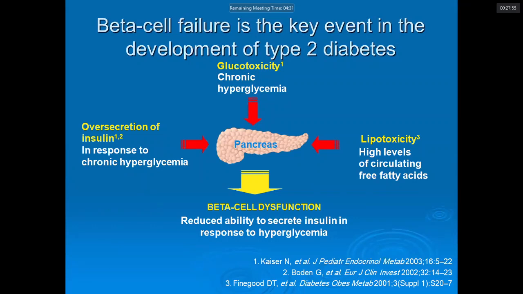Oversecretion of insulin in response to chronic hyperglycemia. Beta cell dysfunction and reduced availability of secreted insulin in response to hyperglycemia. And we have lipotoxicity, high level of circulating fatty acid.